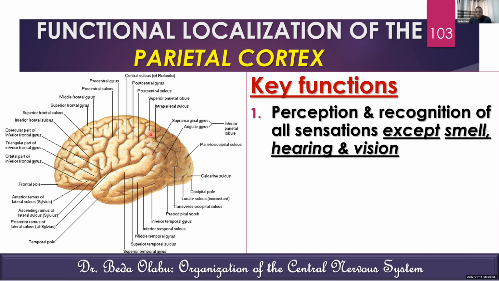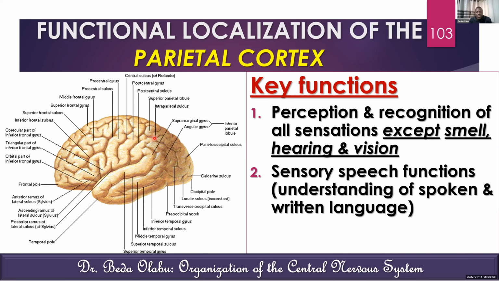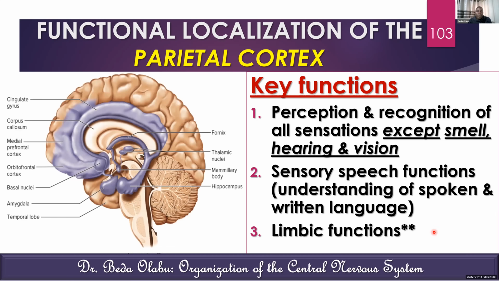Apart from that, the other key function of the parietal cortex is sensory speech, which is housed in this region here: the supramarginal gyrus, area number 40, the angular gyrus, area number 39, and this part here, part of the temporal lobe, area number 22. So this is Wernicke's area for understanding of language. Limbic functions are also still in the parietal cortex based on the fact that the limbic lobe extends even to the parietal lobe. And so that will still be expected, but we'll talk about limbic functions in the next class.